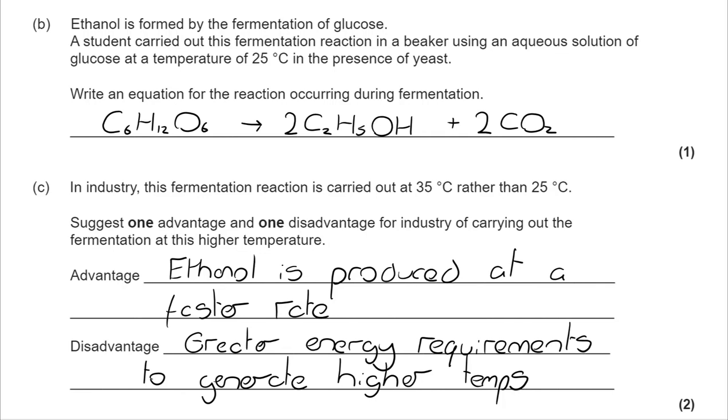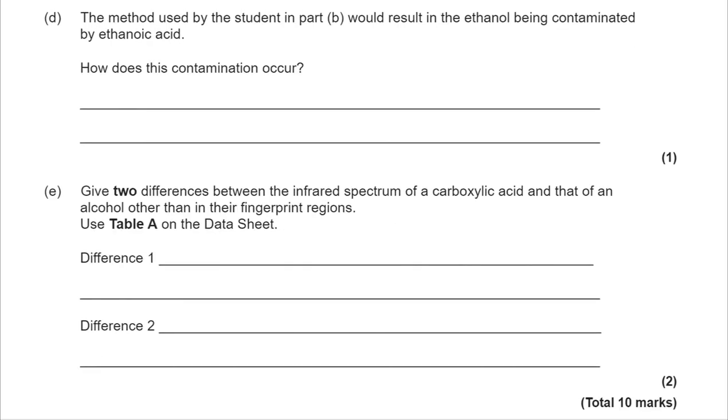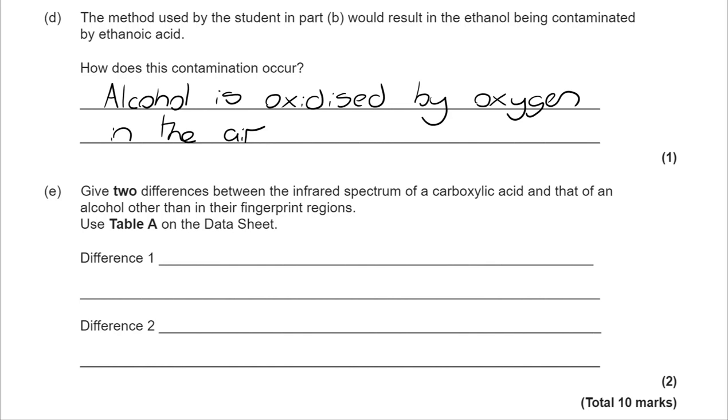Moving on to part D, the method used by the student in part B would result in the ethanol being contaminated by ethanoic acid. How does this contamination occur? So this takes us into the alcohols topic. And we have got to be aware that alcohol can be oxidized by oxygen in the air. And alcohol can be first oxidized to an aldehyde, but it can go on to be oxidized. If it's a primary alcohol and it goes to an aldehyde, it can go to a carboxylic acid. And that's why you'll often find that alcohol, you think about things like wine, if you leave it open, will turn to vinegar.